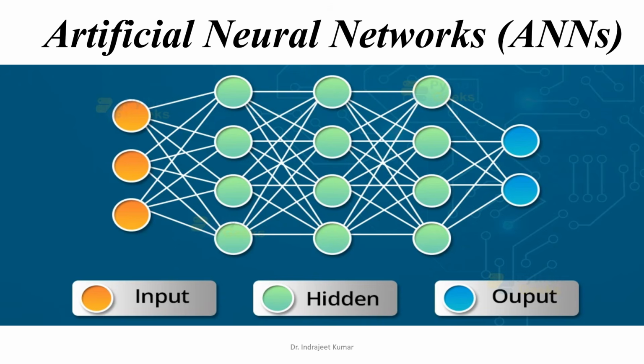Today we will explore artificial neural networks, a key technology in artificial intelligence. ANNs are computing systems inspired by the human brain, made up of layers of interconnected nodes called neurons. They are used in tasks like image recognition, speech processing and predictions. In this video we will learn how ANNs work, their structure and common types. Let's get started.